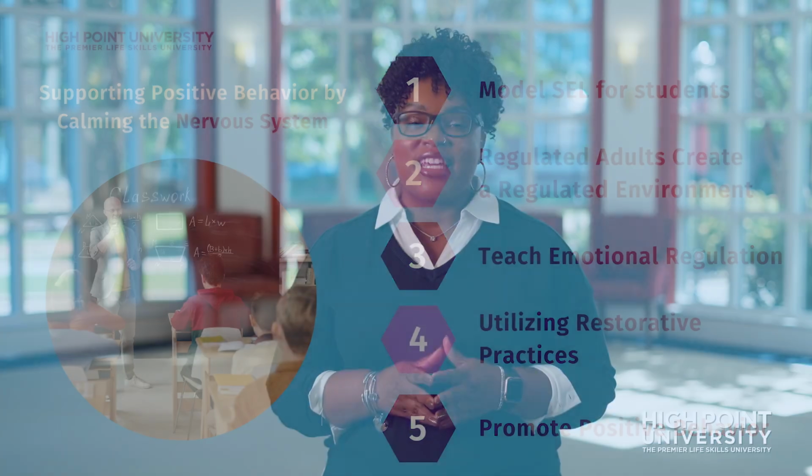One of the most effective ways we can do this is by modeling social and emotional learning for our students. When we stay calm and regulated, even during tough moments, we're showing students how to handle stress in a healthy way. Practicing deep breathing, mindfulness, or simply staying composed helps students see what emotional regulation looks like in real time.